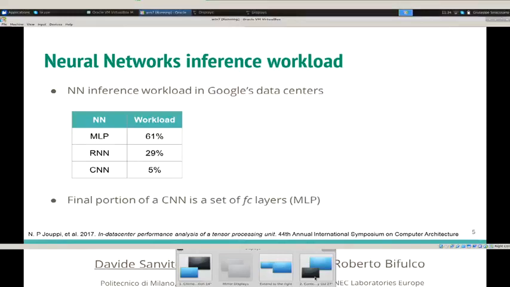In our work, we focused on convolutional neural networks, even if those kinds of networks represent the smallest portion of workload. The final part of a convolutional neural network is made of fully connected layers. So by profiling convolutional neural networks, we are also able to understand the characteristics of multi-layer perceptrons.